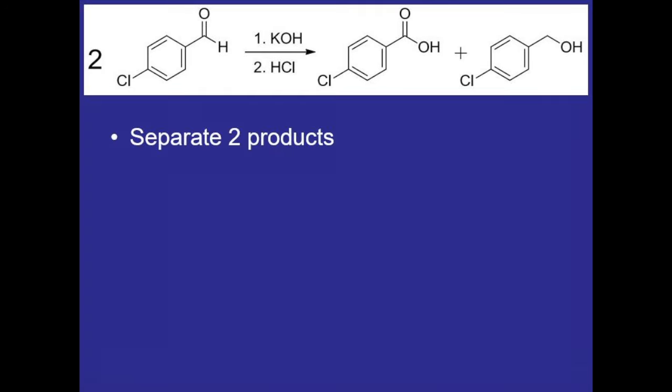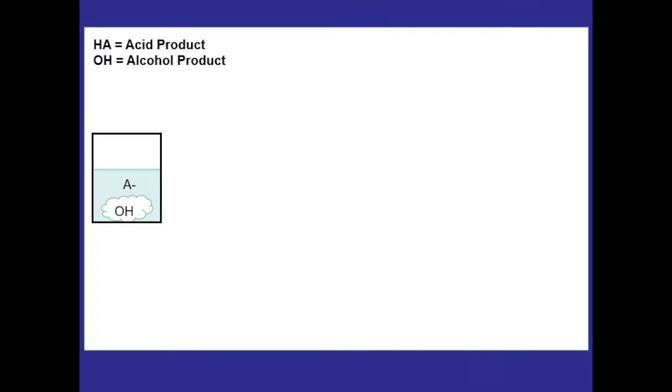But in a lab setting, this is a cool reaction and allows us the opportunity to learn some techniques in separating two products, both of which we would want to keep. To show that separation, I'll be using a flow chart which looks something like this. We have a conical vial with our two products formed after the reaction, and I'll use HA to represent the acid product and OH to represent the alcohol product.